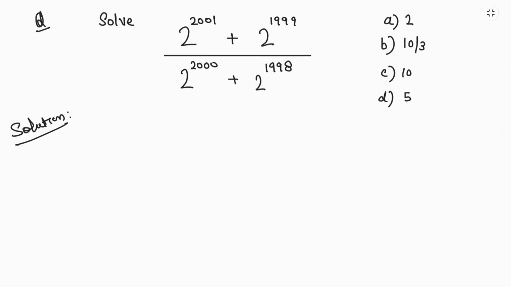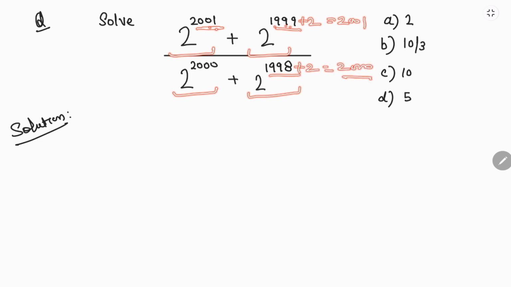I am Upasana Taneja, and in this video we have this question where we need to solve this thing. We are given 2 raised to power 2001, and 2 raised to power 1999, 2 raised to power 2000 and 2 raised to power 1998. If we see the difference between these two, if you add 2 here you will get 2001, and if you add 2 here you will get 2000. So what can I do?